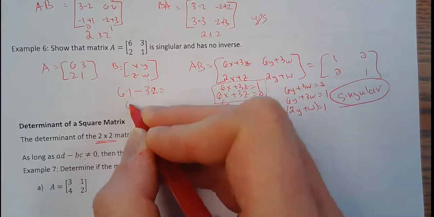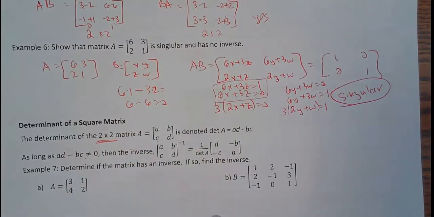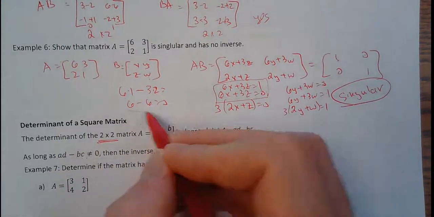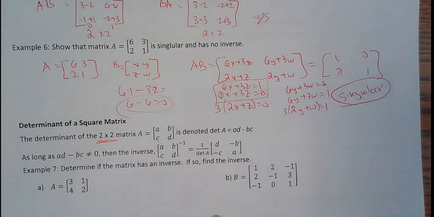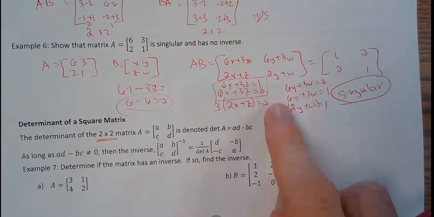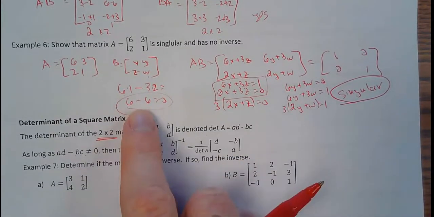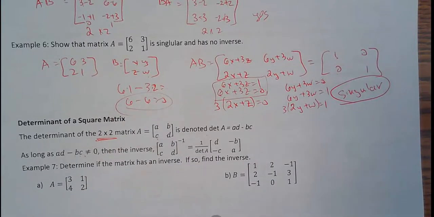6 times 1, that's 6 minus 6 equals 0. The determinant's 0. So I could have done this and said, nope, that's singular. Now this is a good reason why, but this is way faster. So we would like to be able to do that every time.